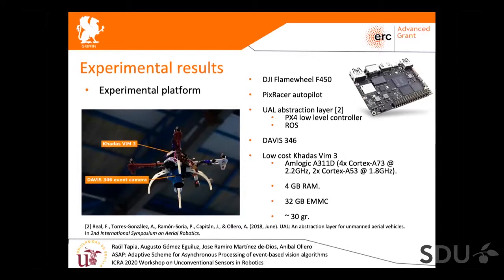To validate the scheme, we have performed two types of experiments. The first type of experiments was moving the camera with the hand. The second type was one where we wanted to try it on a real aerial platform. We use a DJI Flame Wheel F450 with a Pixhawk autopilot, and we run the UAL abstraction layer developed at the GRVC Robotics Laboratory, which runs on top of a PX4 low-level controller and ROS.